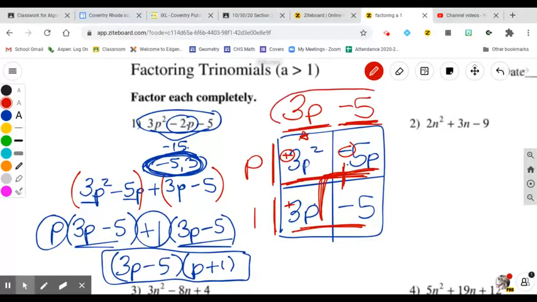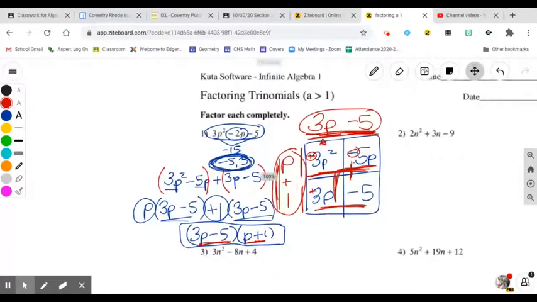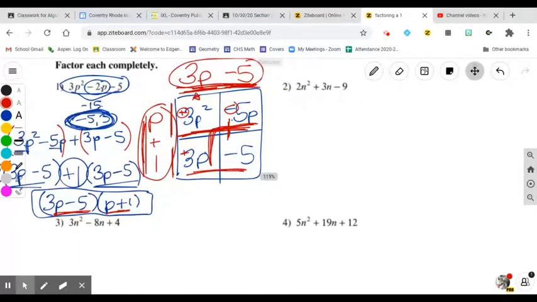Remember that the top becomes one of your binomials and the left becomes one of your binomials. Since there's no sign here, it's just positive. So see how that matches? p plus 1 matches with this, and then 3p minus 5 matches with this. So you get the same answer. So that's number 1. Let's do another one. I'm going to skip to number 4.